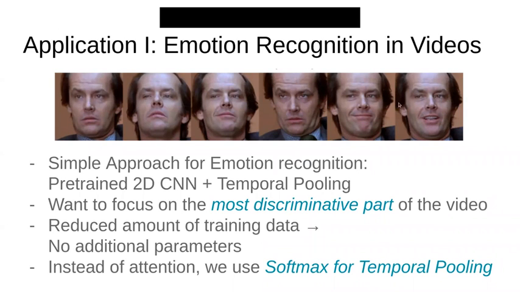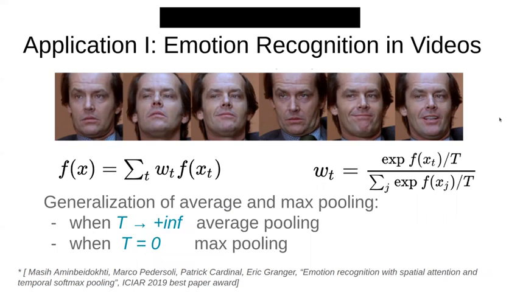Here we use the softmax attention. And it's something very simple. Imagine that we have a function f that is our convolutional neural network that, given a frame of the input that we call xt, will give as output the probability of a certain action. And what we'll do to compute the probability of the entire video x is to sum the probability of each frame, but weighted by a weight wt associated to each frame.